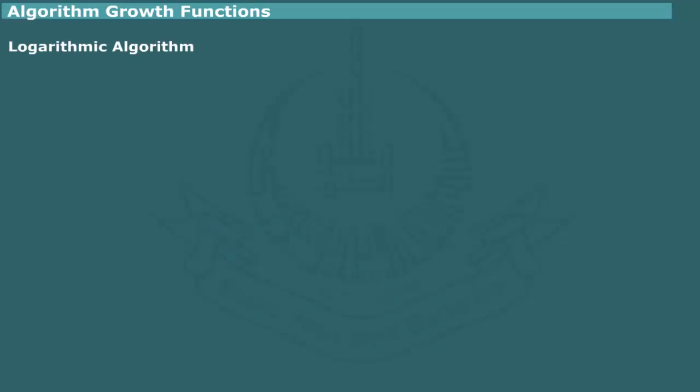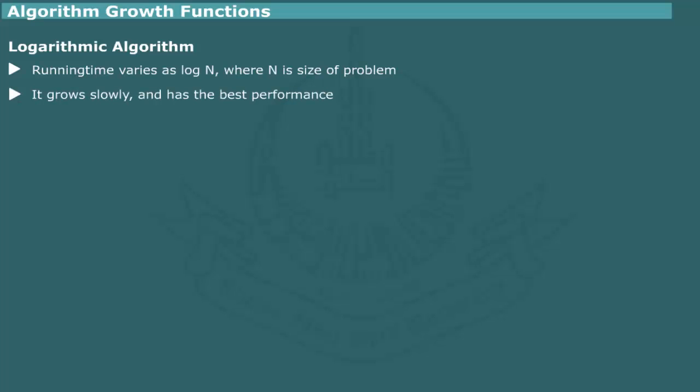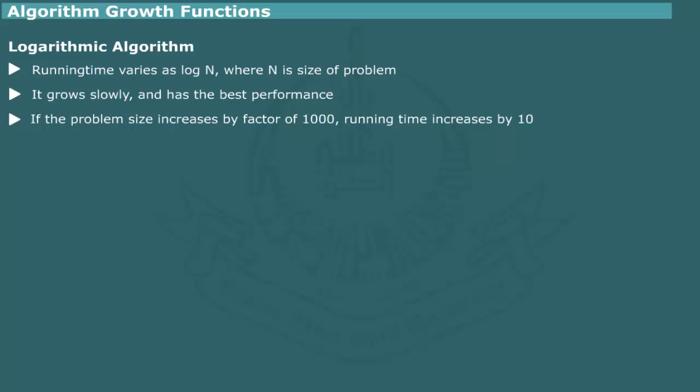Logarithmic algorithm. The growth function has some useful properties which reflect performance characteristics of an application. The runtime of a logarithmic algorithm varies as log n, where n is the size of the problem. Conventionally, log has base 2. A logarithmic algorithm grows slowly and has the best performance. For example, if the problem size increases by a factor of 1000, the runtime increases roughly by 10. Binary search algorithm has logarithmic behavior.